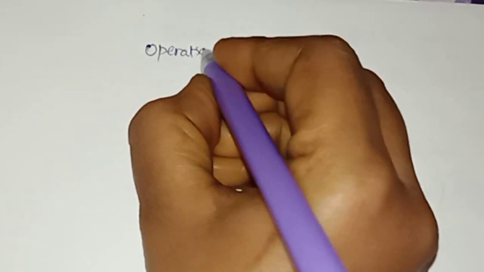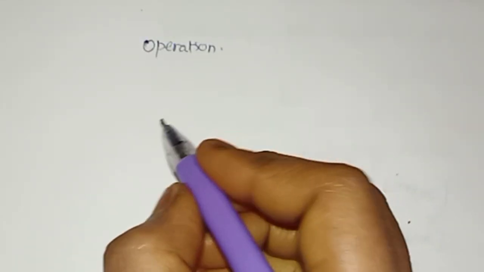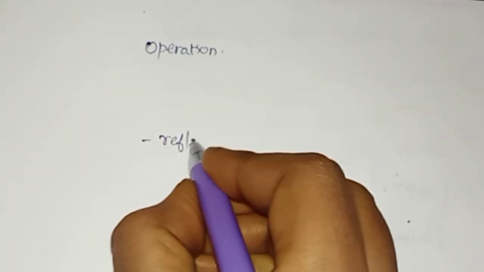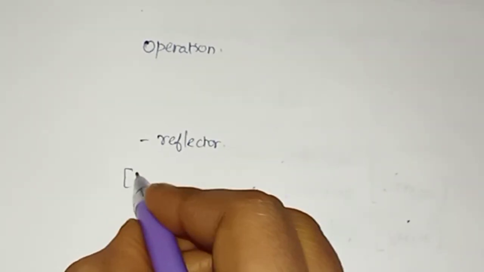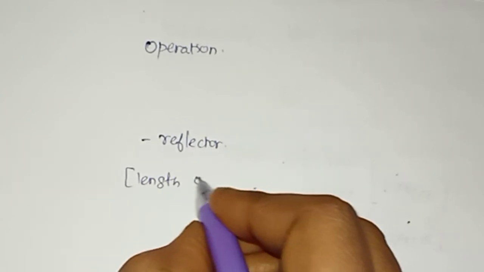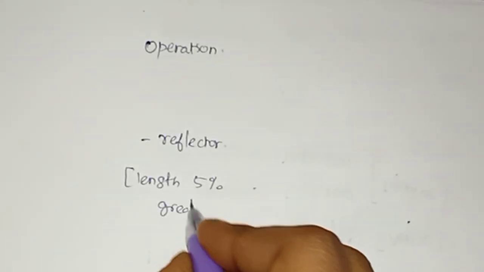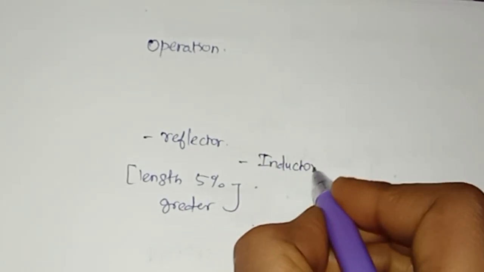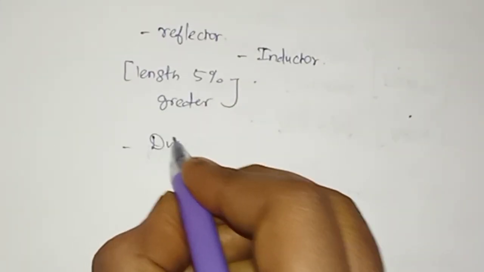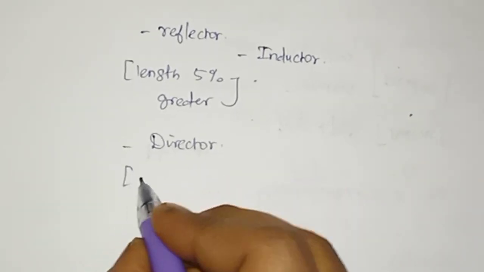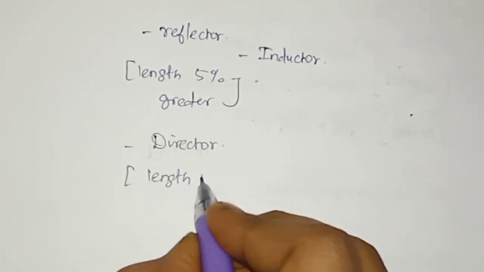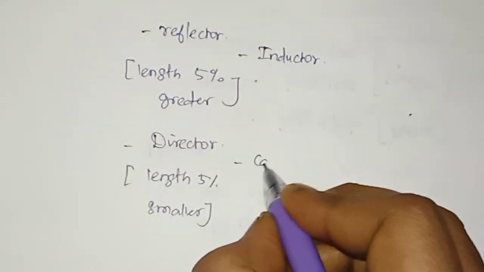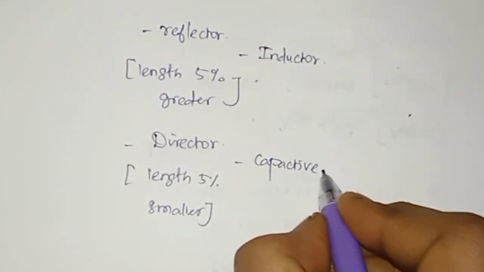Let us move to the operation of the Yagi antenna. Here, the radiating antenna is used to reflect or direct the radiated energy. Here, the reflector and director are used. In the case of the reflector, the length is 5% greater than the active element, so it acts as an inductor here. In the case of the director, the length is 5% less than the active element. Here it acts as a capacitive element.